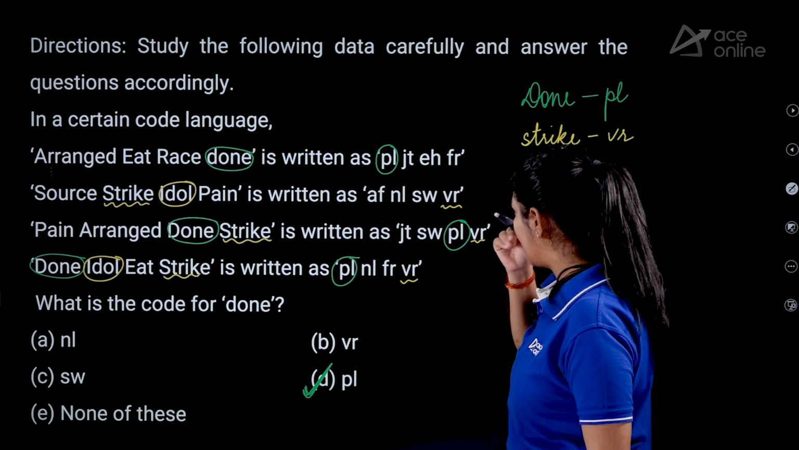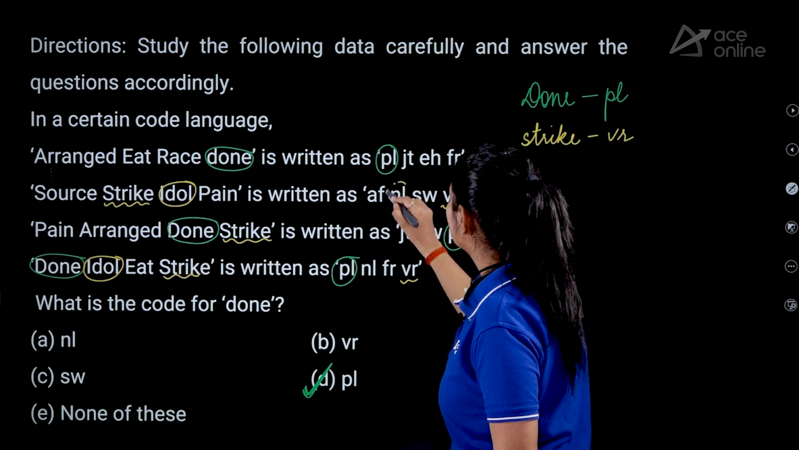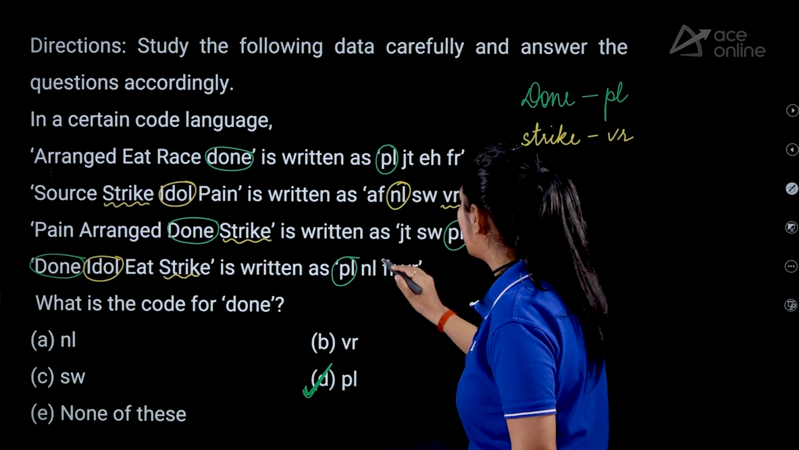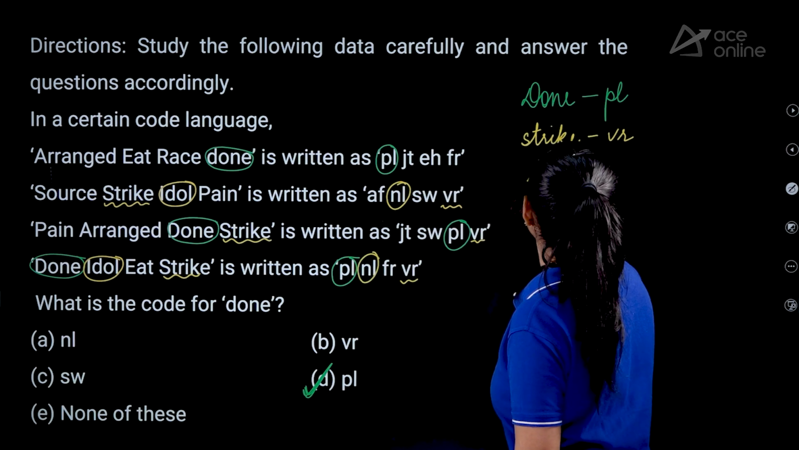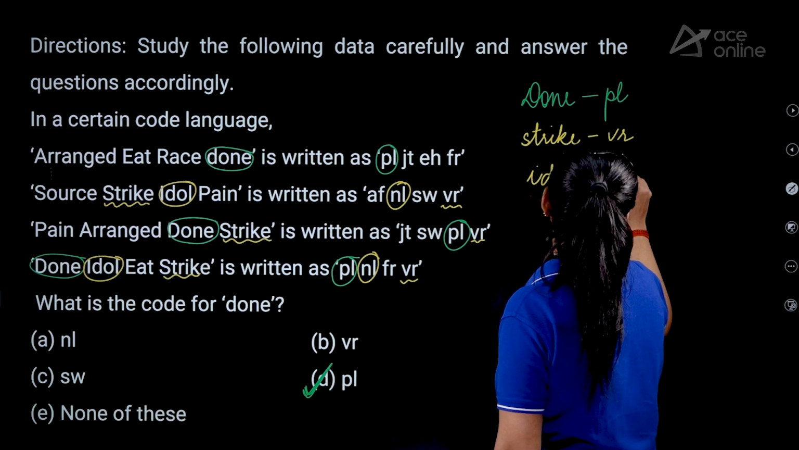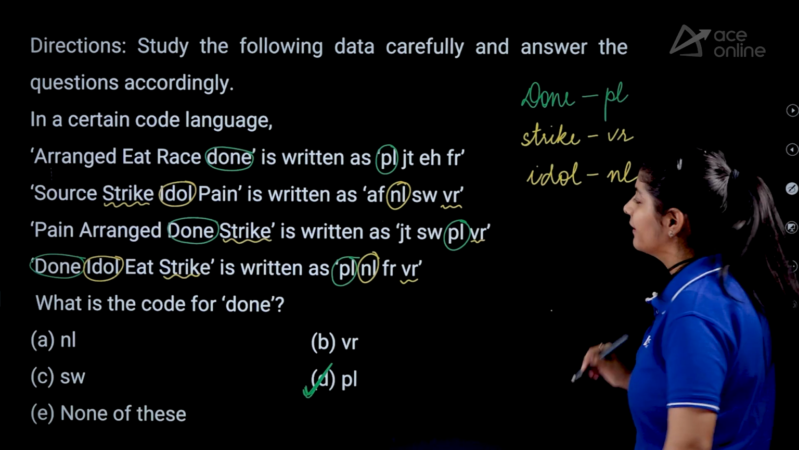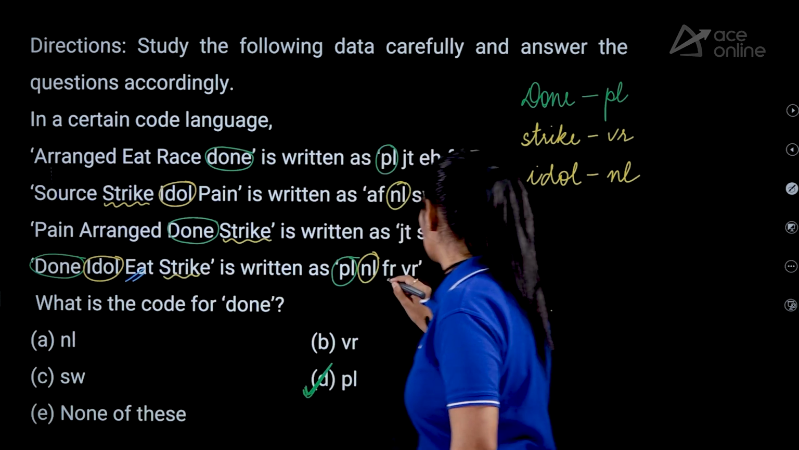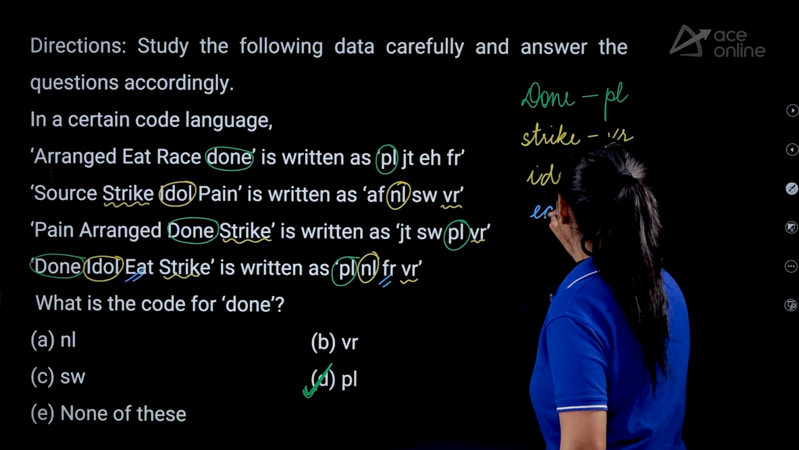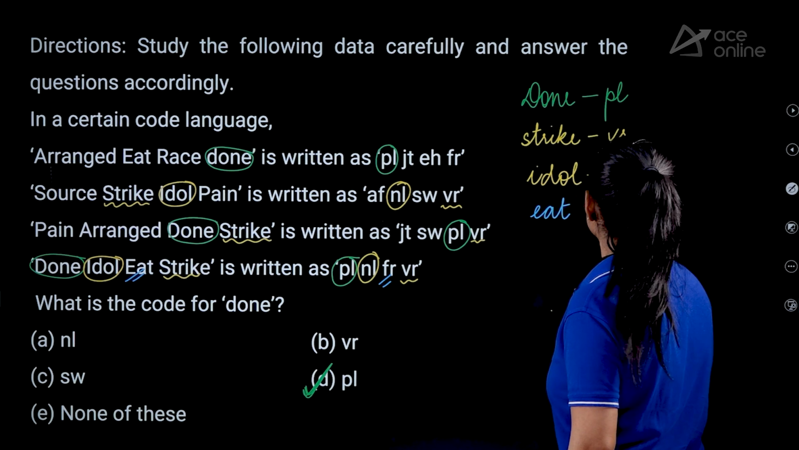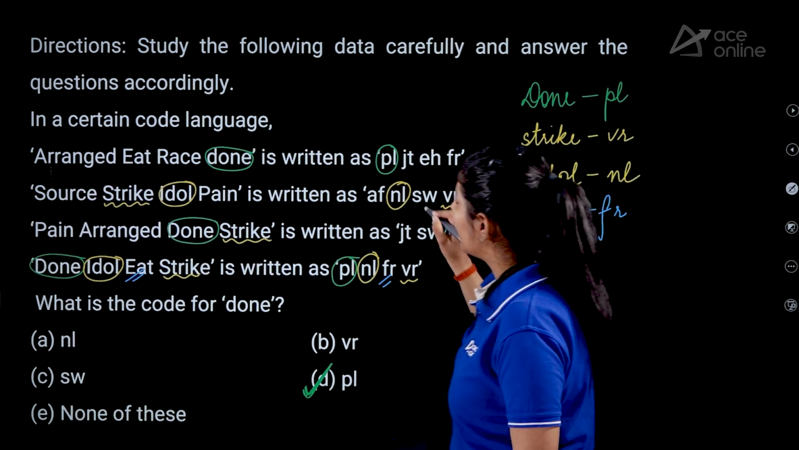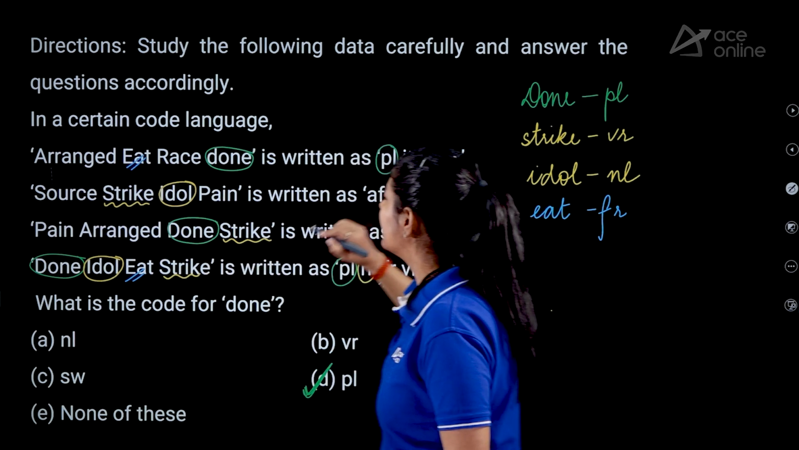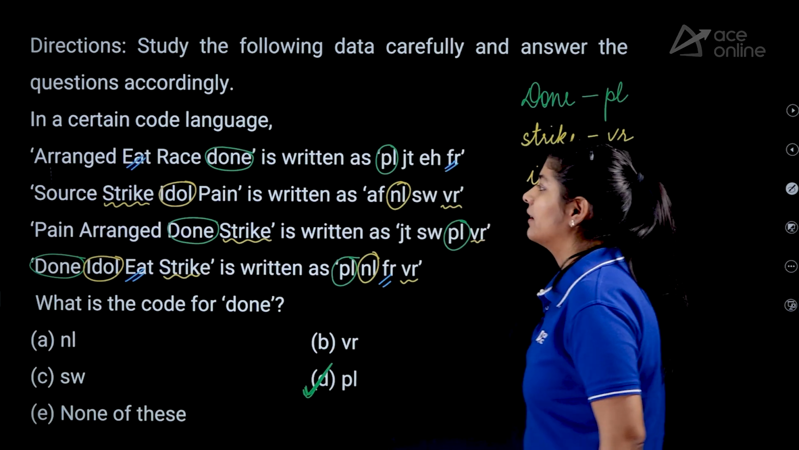Now for the idle, we are having, no, NL. So for the idle, we are having NL. Now, we are left with just one word and one code over here. So we can say that for eat, we are using FR. So here we are having eat. The FR is eliminated.